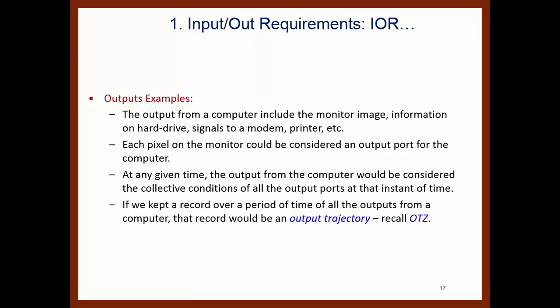Output examples. Output from a computer includes the monitor image, information on a hard drive, the signals to a modem, and the printer. Every time that you print something, that's an output. And as we discussed, each pixel of the monitor could be considered an output port of the computer. And at any given time, the output from the computer will be considered, again, all the possible collection of outputs at the given time.